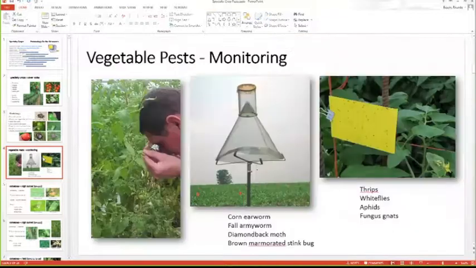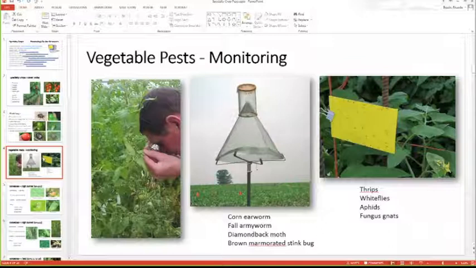The one thing I want to mention about vegetable pests in terms of monitoring is that most of our pests in vegetable crops, we monitor them by getting down on our knees or flipping over leaves. You can see this is a picture of a county agent and how he's using a hand lens to find and identify some of these pests. That's our basic strategy for most of our pests.